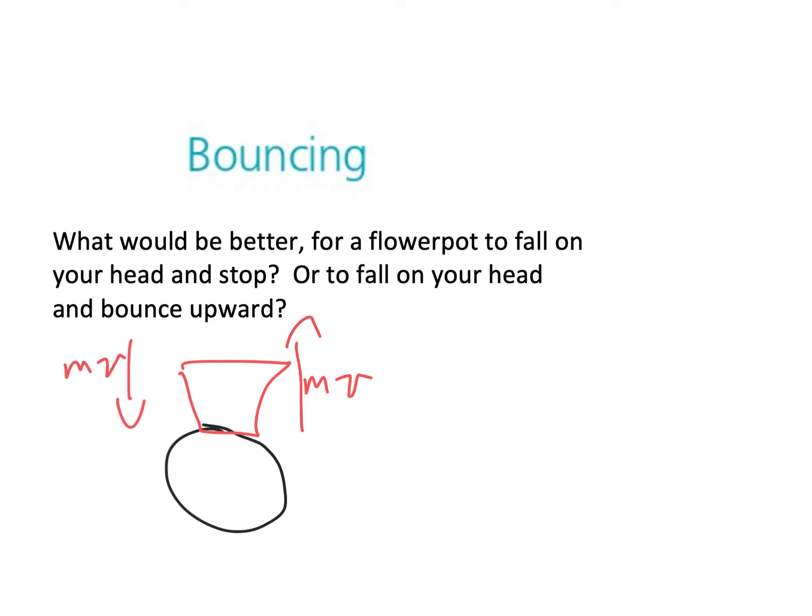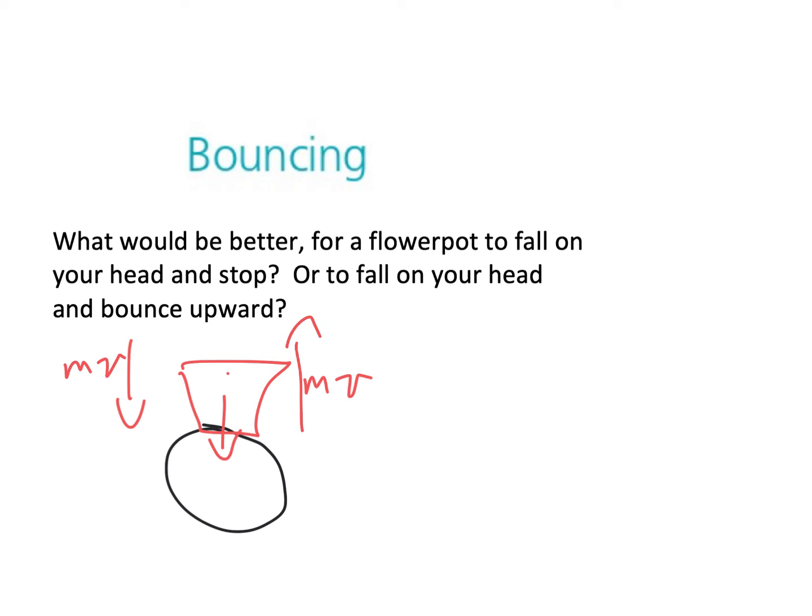In order to answer this, we have to make some assumptions. And one assumption is that it's going to take roughly the same amount of time either way. So we're all hard-headed here. The flower pot's either going to come here and hit us and stop, or it's going to come here and hit us and bounce back up. Here's why it's worse if it bounces.